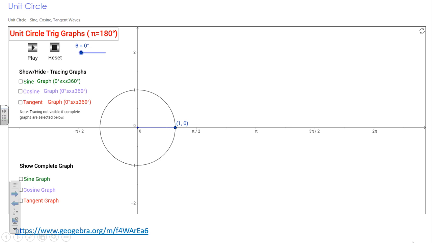So, first things first, we're going to go to a GeoGebra activity in which we look at the unit circle and how it relates to the sine, cosine, and tangent of things.